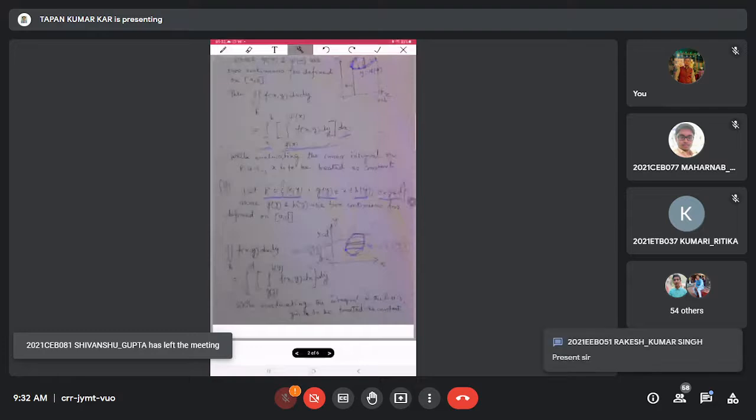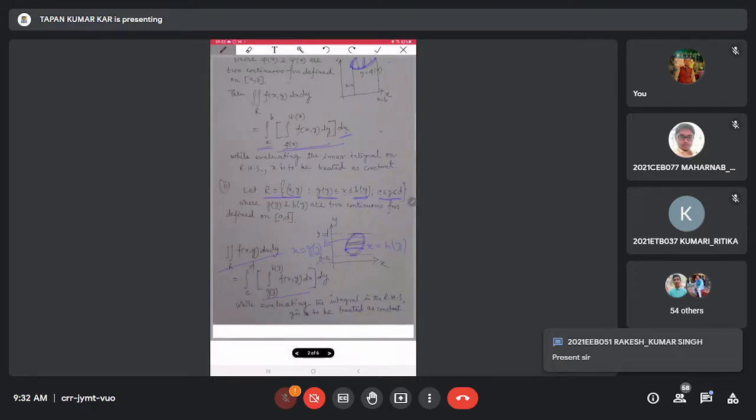Look at this. In this case, first you have to evaluate the x integral, then the y integral. So these are the main two types.